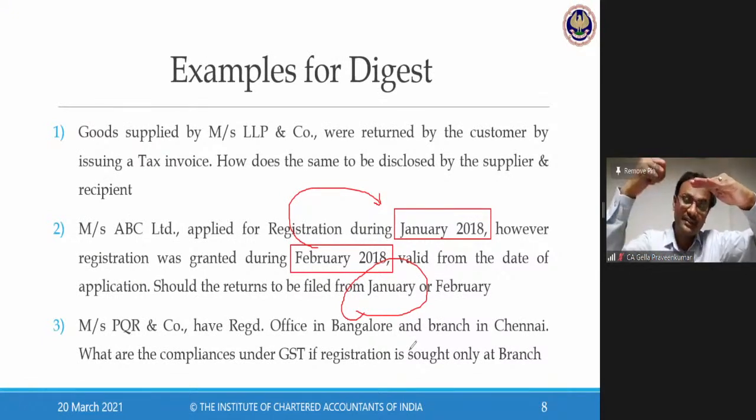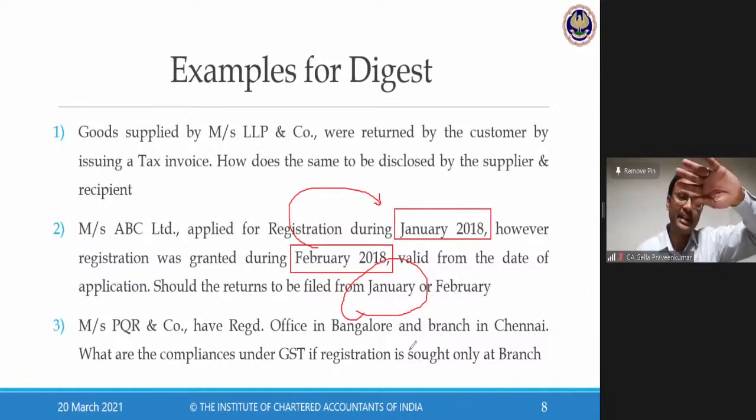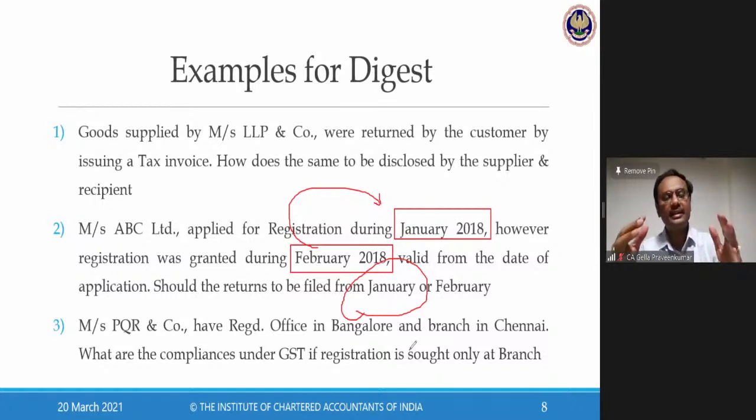Now, registration, we said, is required if there is any supply happening from Karnataka. So there is no supply happening in Karnataka. It is just a registered office where my board meetings, the management or the head office everything is happening. My correspondence from banker, from ROC, from income tax, correspondence for anything happens from, say, Karnataka. Now, let us assume it's PQR Private Limited or PQR Limited.